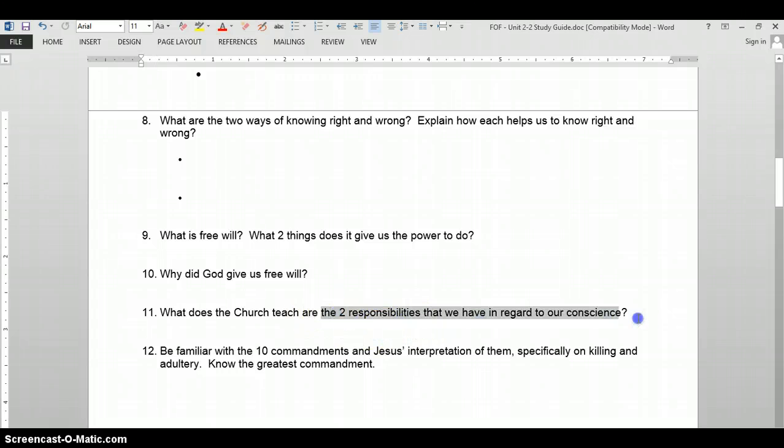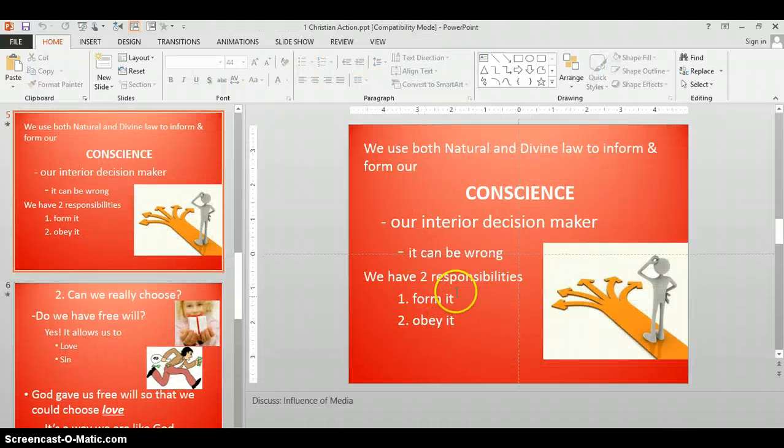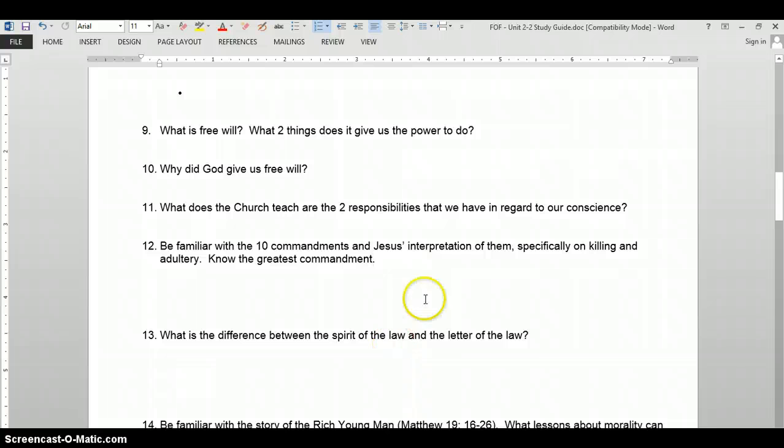The 2 responsibilities we have in regard to our conscience are to form it and to obey it. We have to form it well by reading the Bible and praying and going to church and listening to our teachers and thinking about things and reading and studying, and then we have to obey it. We have to do what we think is best. Be familiar with the 10 Commandments and Jesus' interpretation, specifically on killing and adultery, and know the greatest commandment. That can be found on the back of handout 3, which we already went over.